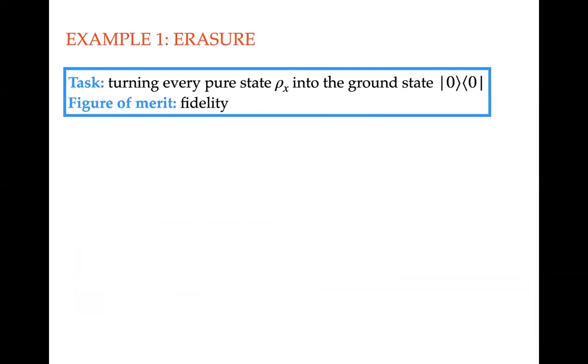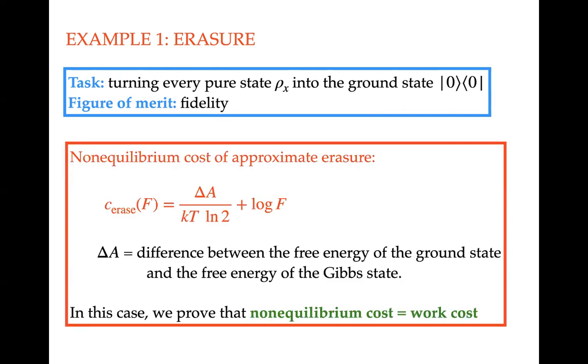One is erasure. When you want to turn every possible input state into the ground state, you take the fidelity as the figure of merit, and you get from our result the exact cost of approximate erasure, given by the free energy difference between the Gibbs state and the ground state. So this would be the reverse entropy contribution plus log of the fidelity. So this is exactly the value of the non-equilibrium cost, and in this case it actually coincides with the work cost defined by thermal operations.